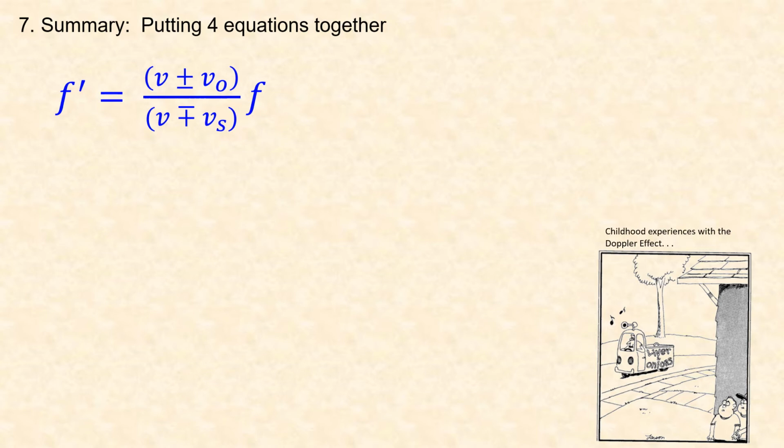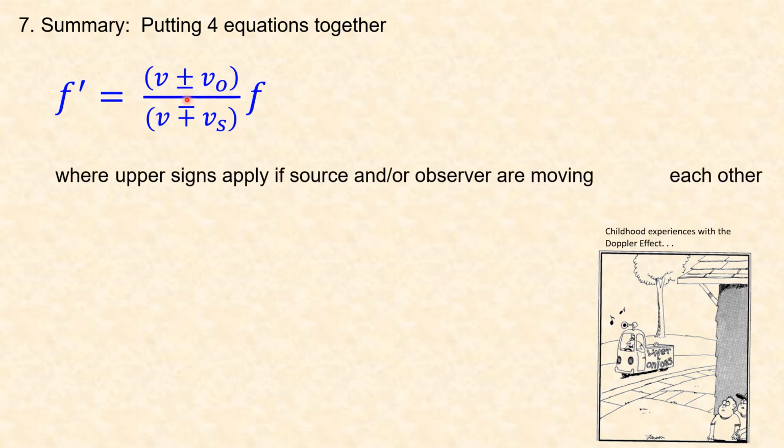Now, you'll notice here that there really are 4 equations in this little compact statement because we have this choice of signs, as you'll see. The numerator could be a plus sign or a minus sign, and in the denominator, it could be a minus sign or a plus sign. So how do you know when to use each of these signs? Well, as we'll see, we will use the upper signs if the source and/or observer are moving towards each other, because that will cause a frequency increase.